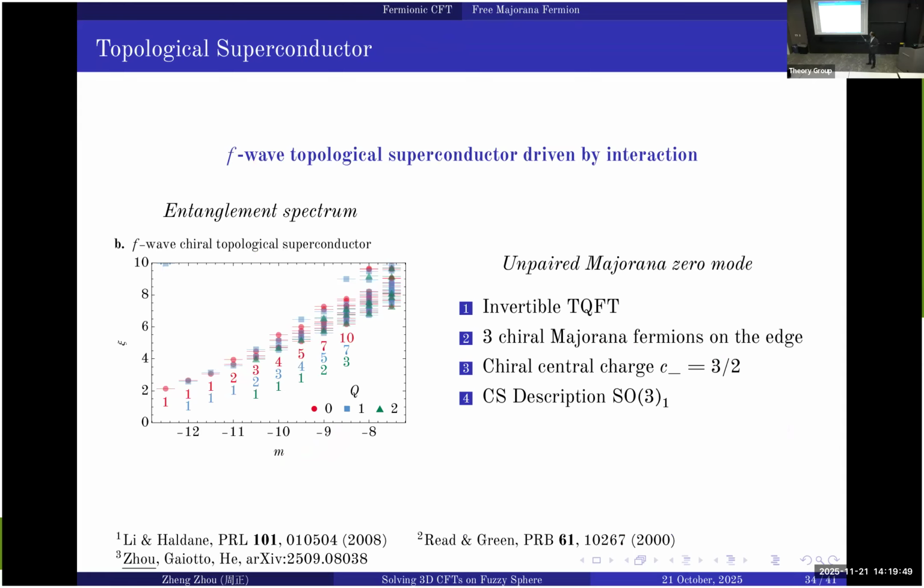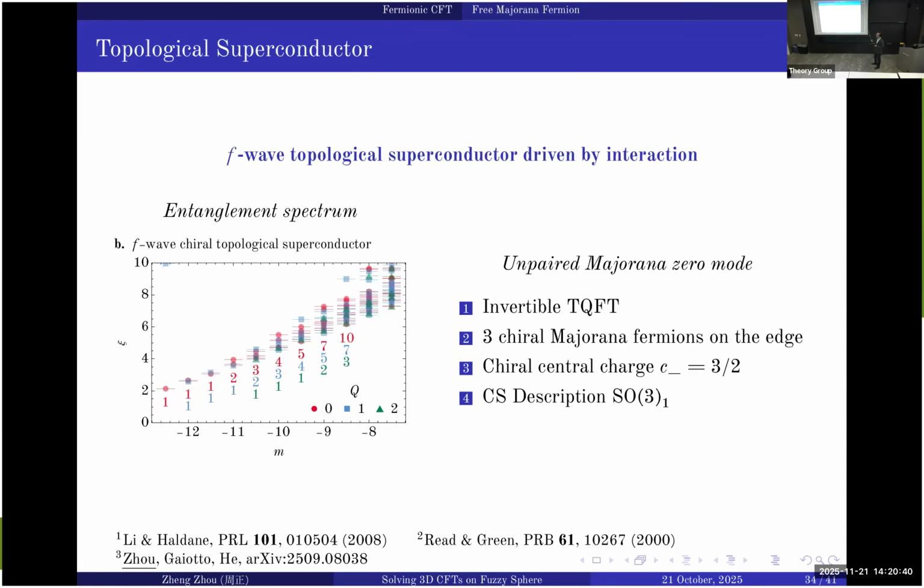What we need to know about this state is that it is an invertible TQFT with a Chern-Simons description SO(3) level 1. Its chiral central charge is 3/2, and it has 3 chiral Majorana fermions on its edge. These edge modes can be verified through the entanglement spectrum. There has been a Li-Haldane conjecture that the entanglement spectrum has a 1-to-1 correspondence with the edge modes on the physical edge. And on the entanglement spectrum, we can indeed observe the spectrum of 3 chiral Majorana fermions.